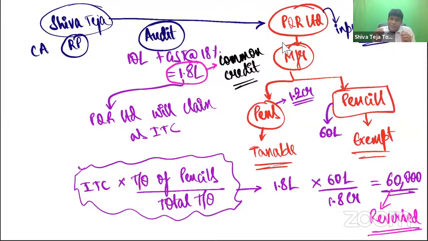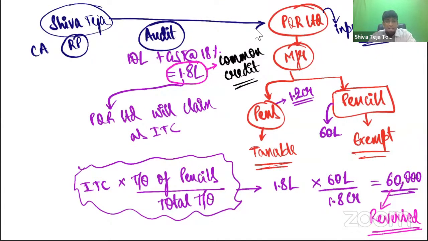But since this 1.8 lakhs is a common credit which is related to both pens as well as pencils, what we'll do is first we'll claim full credit. I repeat, first we'll claim full credit, then whatever is attributable to pencils, which is exempted, that we will reverse. And this concept is given by GST rules, which clearly say that it has to be reversed like this.